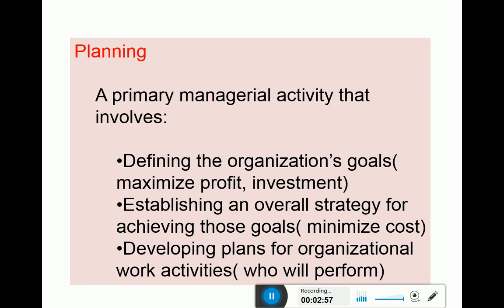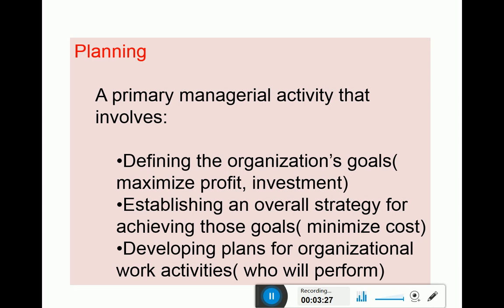Second, establishing an overall strategy for achieving those goals. Once goals are defined by managers, the next thing is what are those means through which the goals can be achieved. The managers decide this. That is known as establishing an overall strategy for achieving those goals.